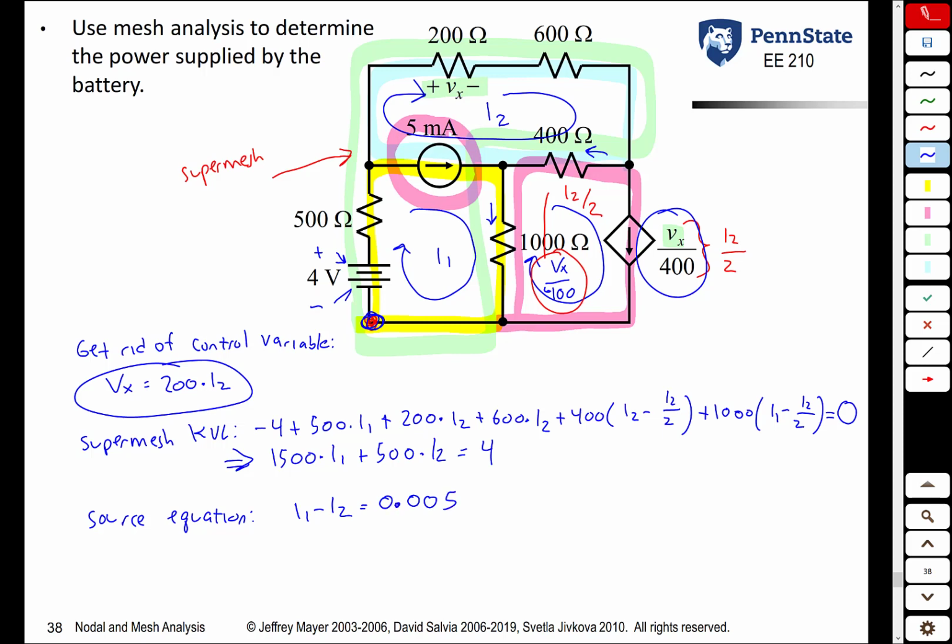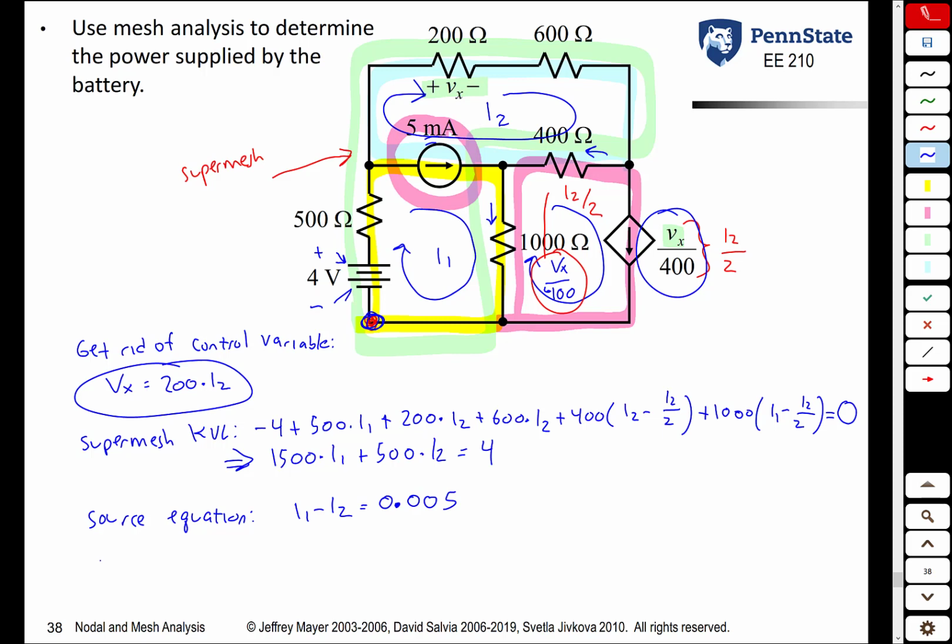0.005. It's really important, by the way, when you write these equations, if you have things like milliamps or kiloohms, to convert them to ohms and amps. You have to make sure you have the correct units. If you just write that as I1 minus I2 equals 5, you will get the wrong answer. It's 0.005 because it was 5 milliamps.